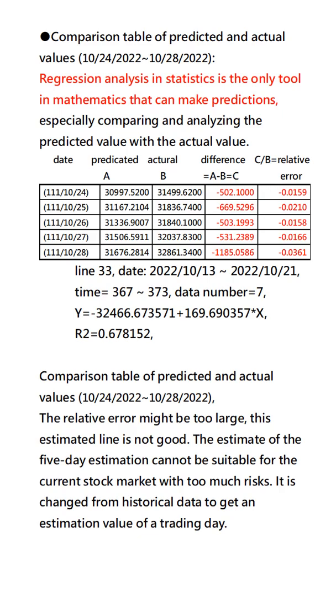Comparison table of predicted and actual values, October 24th, 2022 to October 28th, 2022. The relative error might be too large. This estimated line is not good. The estimate of the 5-day estimation cannot be suitable for the current stock market with too much risks. It is changed from historical data to get an estimation value of a trading day.